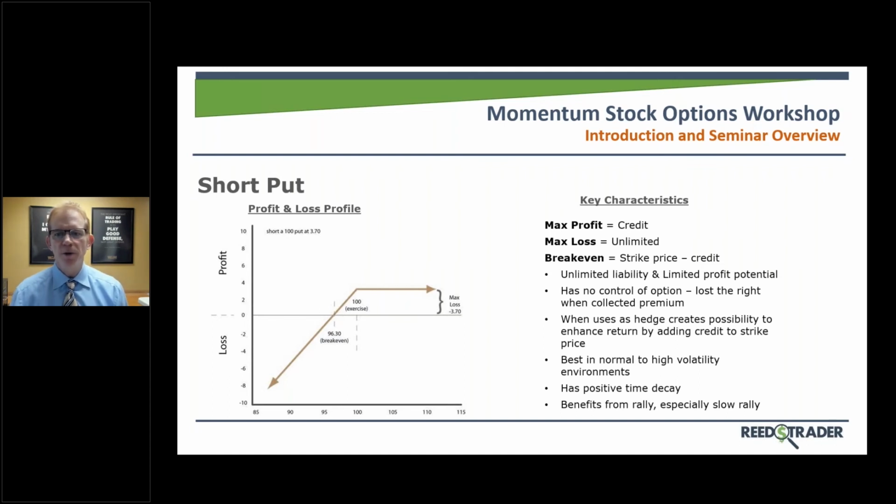Everybody loves to sell puts when the market's quiet and vol's low, but it's actually best to sell them when they're high, like it just was. But then everybody's scared to sell them. That's why it's best to sell them.